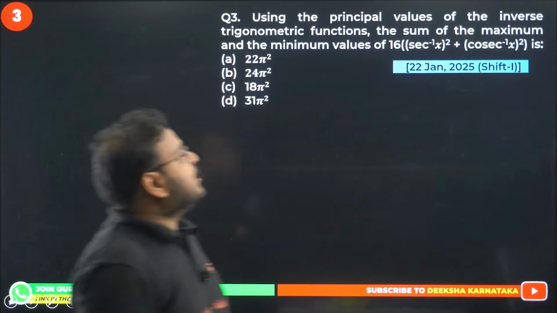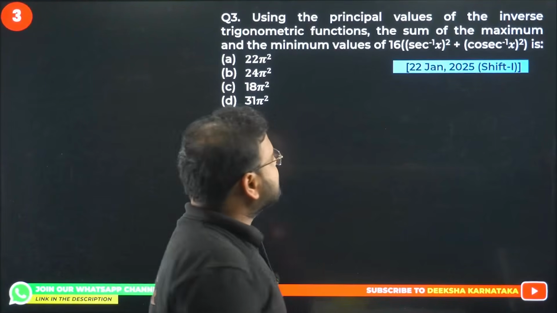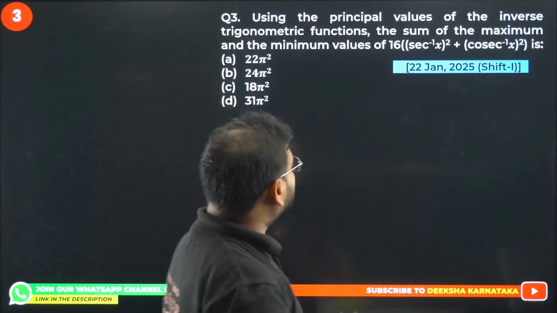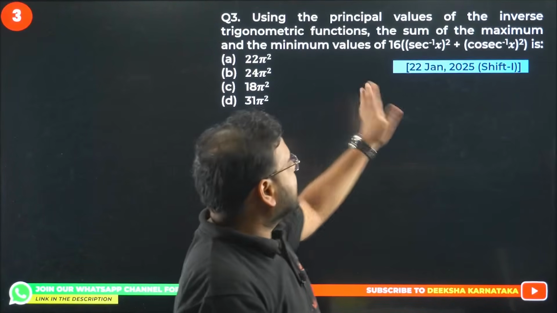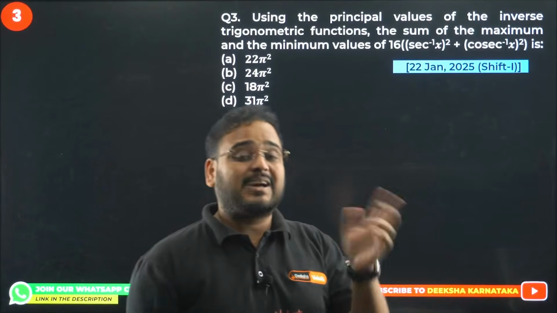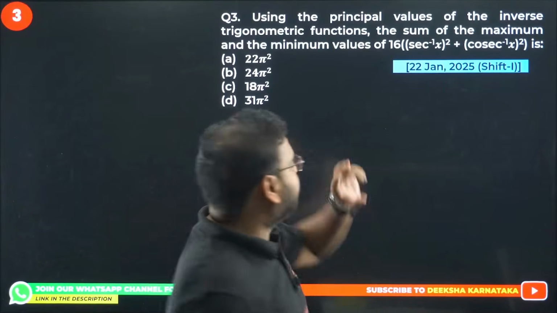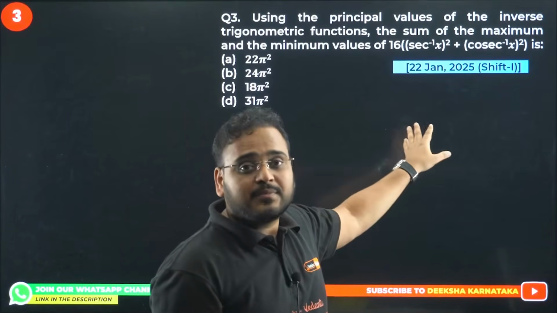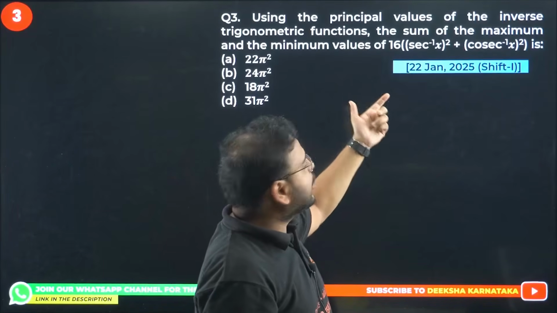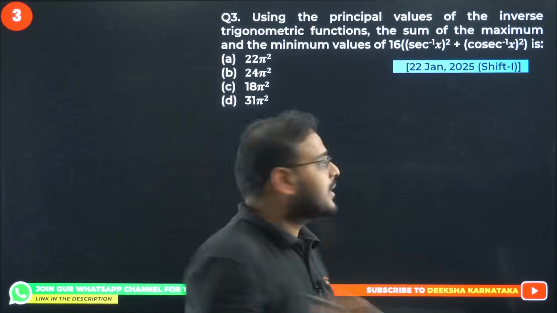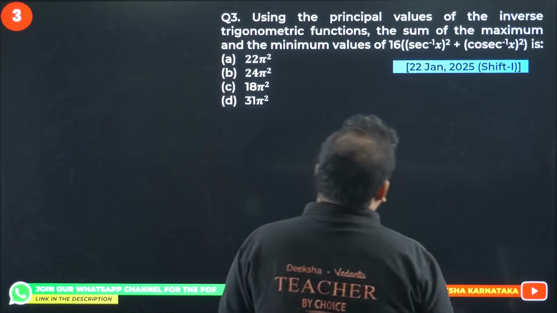Using the principal values of the inverse trigonometric functions, the sum of the maximum and the minimum values of a given function in terms of ITF is going to be how much? They're asking us maximum and minimum value sum. So we have to first identify the function over here in one of the forms. We'll simplify it, and then maximize and minimize it. Okay, so let's have a look what we're going to get.